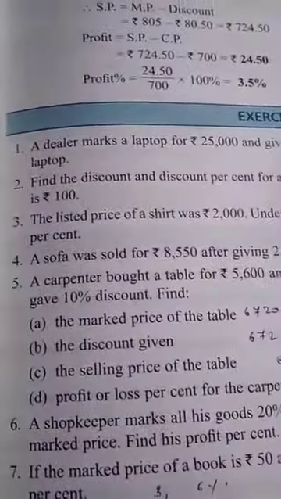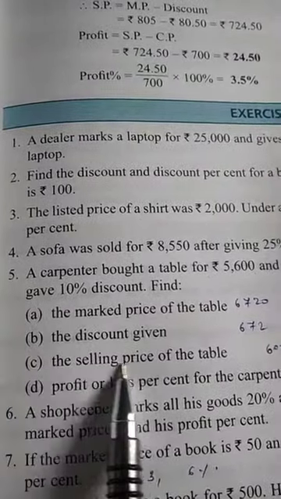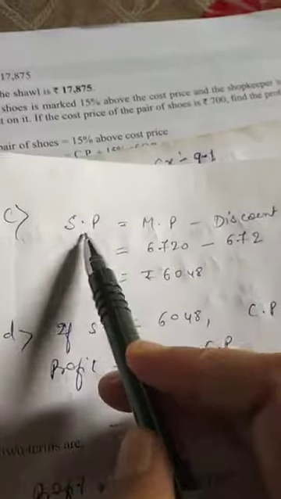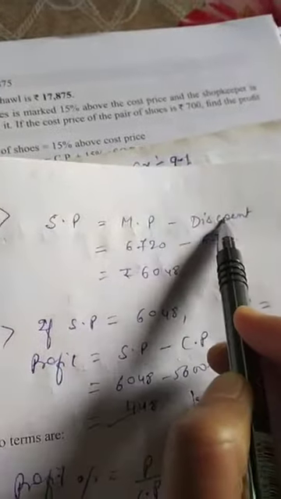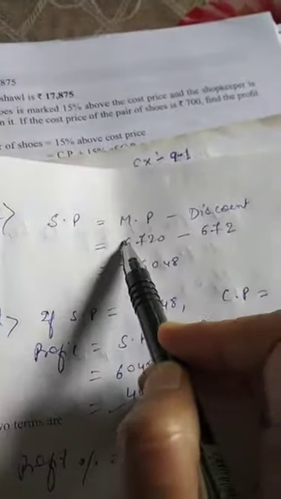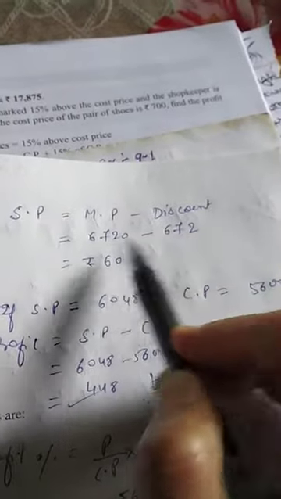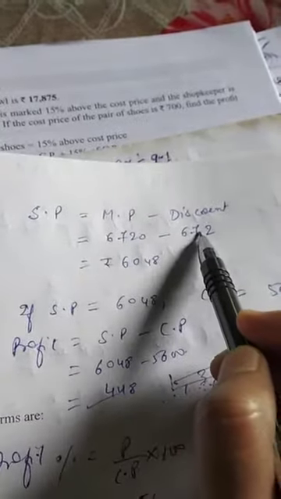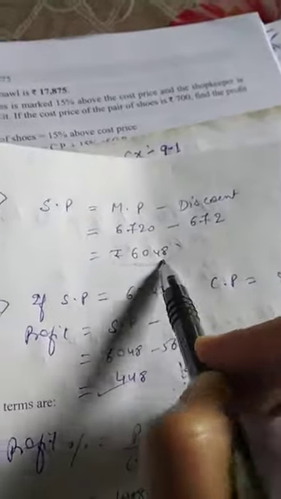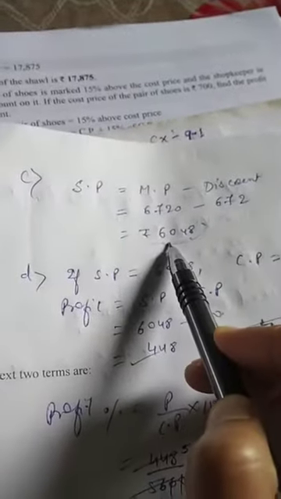Okay. Next, C, we have to find the selling price of the table. So selling price, we know the formula. Selling price is equal to marked price minus discount. And marked price we have already taken out in A. And discount we have taken out in B. So marked price minus discount is equal to this. That is selling price.